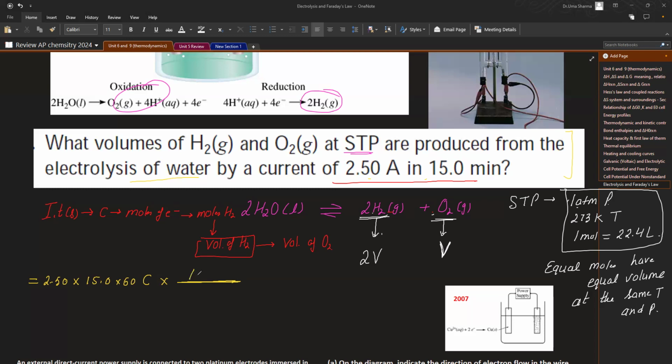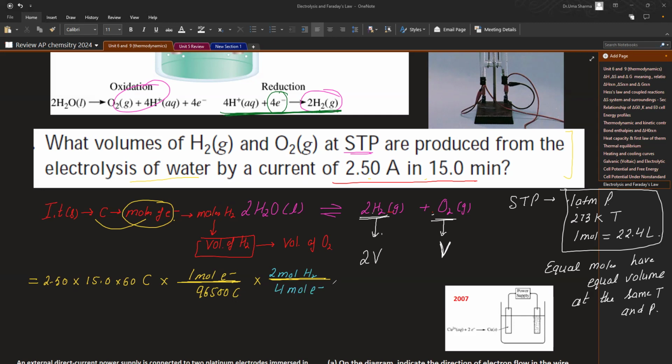Yes, 1 mole of electron. What is the first ratio? Coulombs to moles. 1 mole of electron over 96,500 coulombs. Plug in the second ratio. Second ratio. Moles of electrons to moles of hydrogen. So you can use this equation. This one. 4 moles of electrons are giving you 2 moles of hydrogen. So I'll plug in that here. 2 moles of hydrogen gas over 4 moles of electrons.